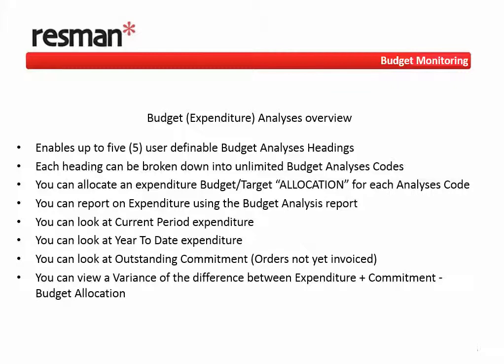And there was also a variance report which produced a variance between expenditure plus commitment minus the budget allocation, and that's also a very useful report.